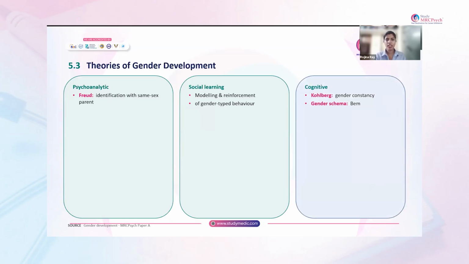The cognitive theory emphasizes the child's active role. Kohlberg's theory states that children seek gender-appropriate behavior only after achieving gender constancy. And then Bem's gender schema theory says that children develop mental frameworks, what we call gender schemas, which influence how they interpret information and how they guide gender-related behavior.